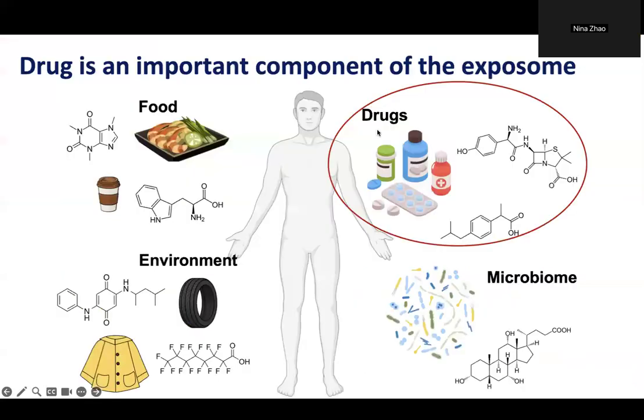So we know that chemical exposure has a profound effect on the health and disease of our body. Among the chemicals coming from food, from environmental pollution, from the microbiome, drugs represent an important component of the chemical exposure that has dramatic effects on the biology of our body.